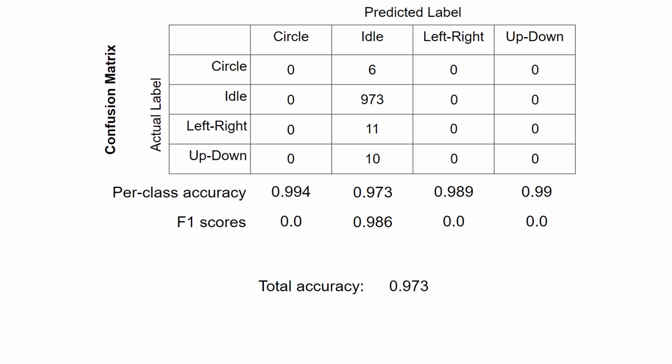Outside of the idle class, the F1 scores are all 0 because precision and recall are both 0. When we average these scores together, it's much lower than the total accuracy. This allows us to catch things like naive classifiers where the accuracy score would mislead us.